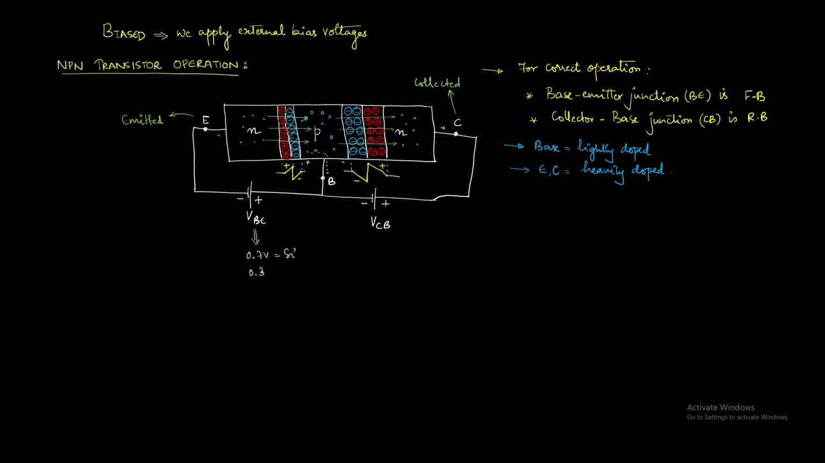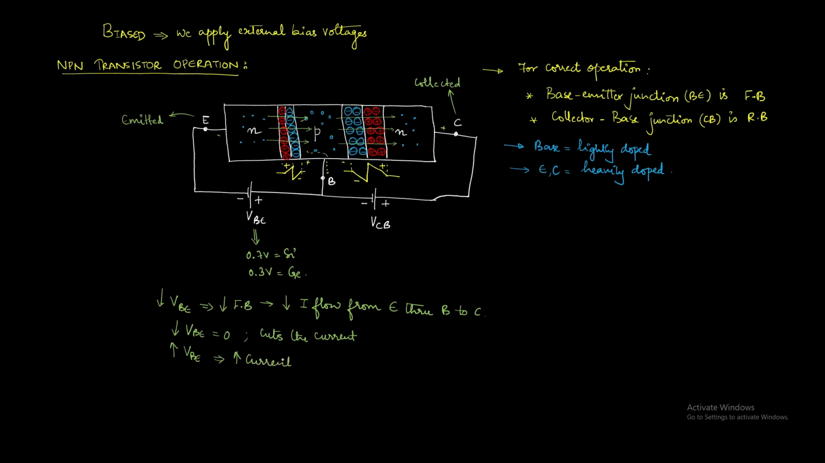When the VB voltage decreases, that means the forward biasing is decreased and a reduced amount of current will flow from the emitter through the base to the collector. If the VB voltage is equal to 0, the current flow is negligible. Whereas if you increase the VB voltage, there will be a higher flow of current. So this VB variation will control the flow of current from emitter to collector.